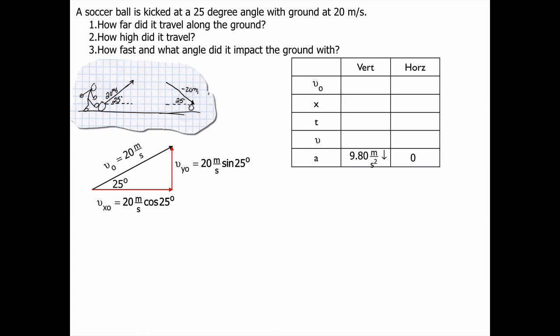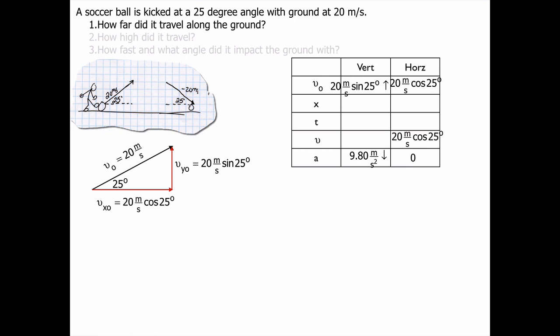Alright, so now that I've defined these, I can put them into my table, into my vertical and horizontal columns. So into my vertical column, I can put in my 20 meters per second sine 25, and in my horizontal, I can put 20 meters per second cosine 25. So now I've got my units in there, all set, and I've got an arrow just to help remind me of some of the directions. Next, I know that because the acceleration is 0 horizontally, the final velocity is also going to be 20 meters per second cosine 25. We're probably never going to use that, but I'll go ahead and fill it in the table anyways.